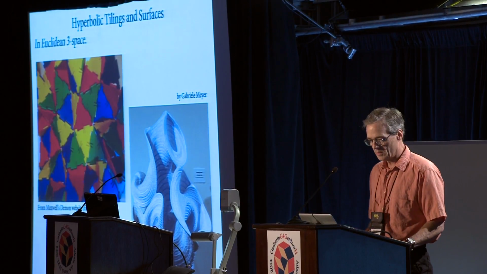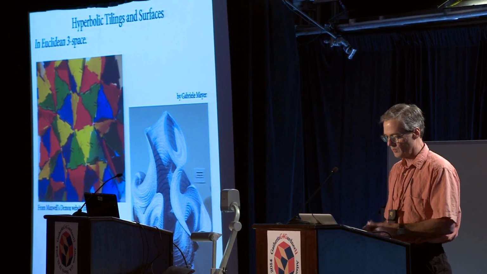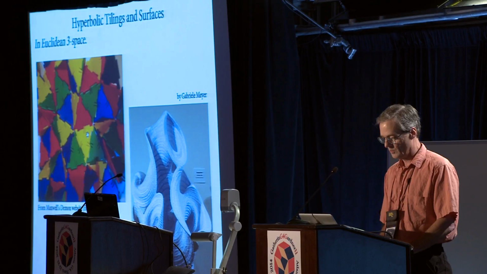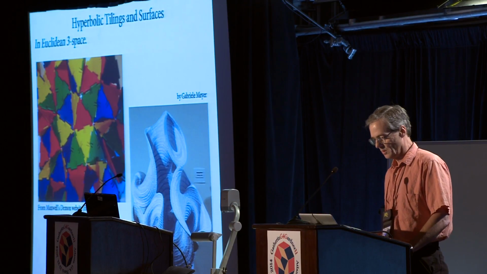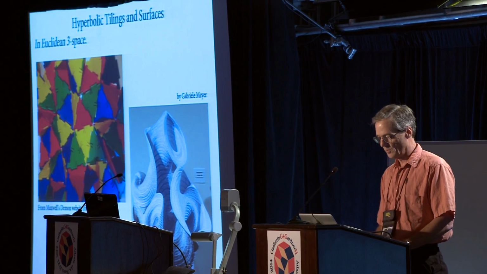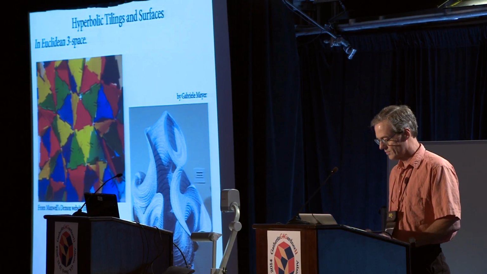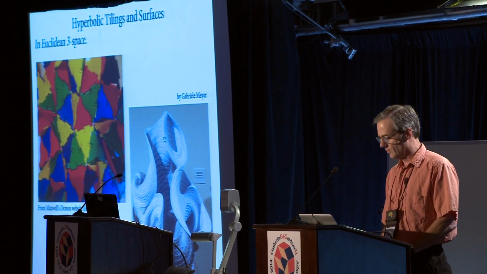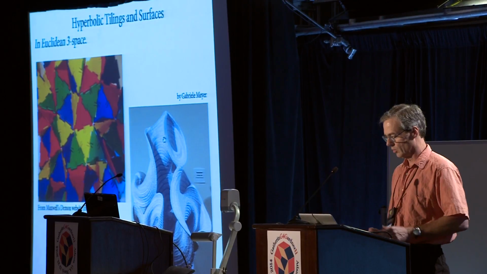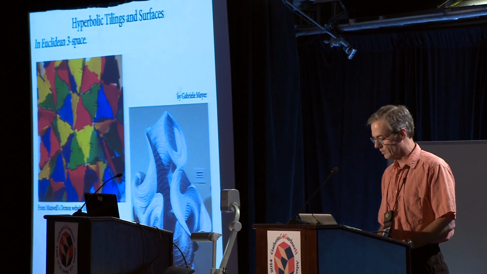You can also try hyperbolic tiling in Euclidean 3 space. This example here by Edmund Harris is 7 triangles meeting each vertex. You get a kind of rumpled, chaotic mess. But you can also do these nice hyperbolic surfaces with knitting or crocheting. Gabriela Meyer did this one.